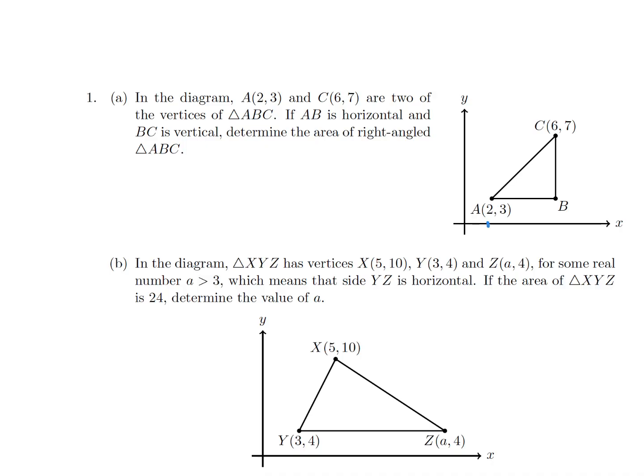So this is 2, and this looks to me like a 6. So therefore, this side is 4 in length. And that is a 3, and that is a 7. So that side is also 4. So the area, since that's a right triangle, the area would be 1/2 base times height. The base is 4, the height is 4, and that is 8.